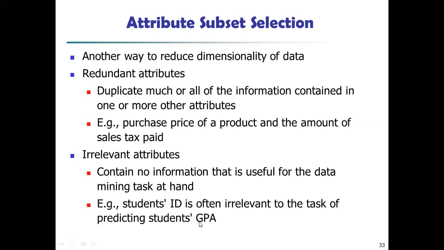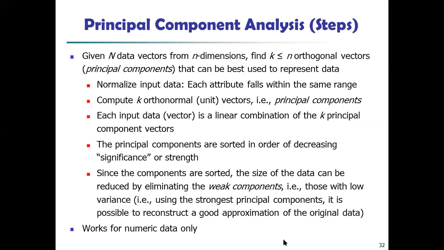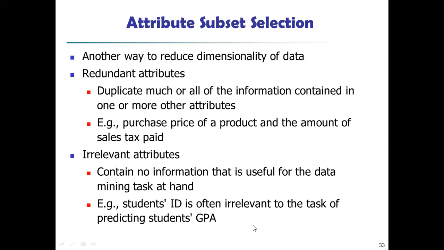Actually, the student attribute, student ID or roll number, is irrelevant to the GPA. Based on hard work only, we get the CGPA marks. So it is not relevant to the student type. That is the irrelevant attributes. Redundant attributes means here the purchase price of the product and the amount of sales tax paid. Those attributes are related to the redundant attributes.